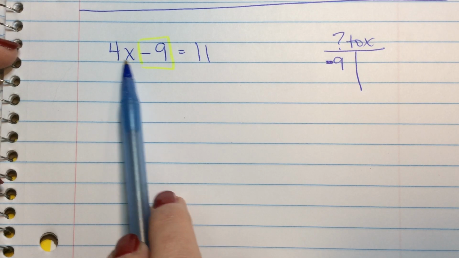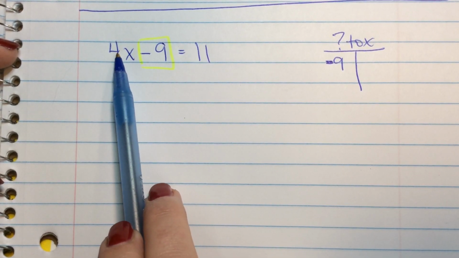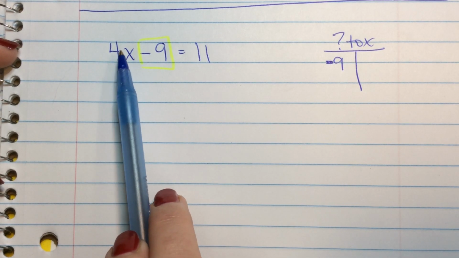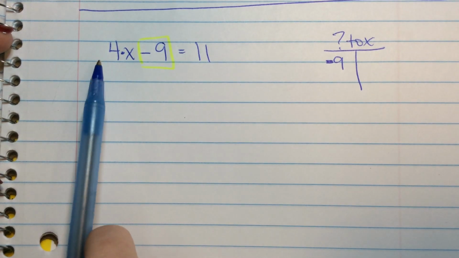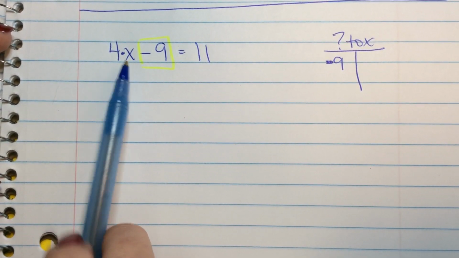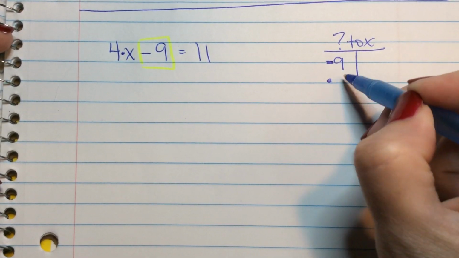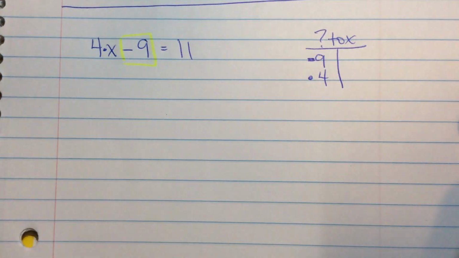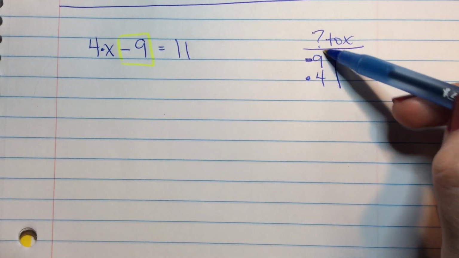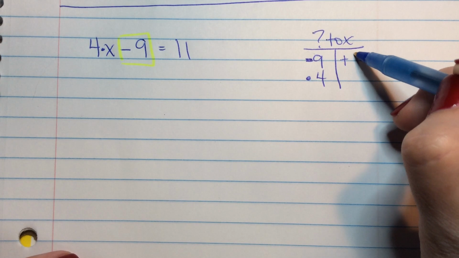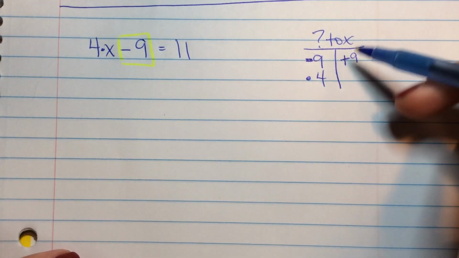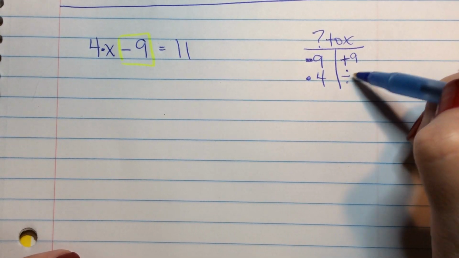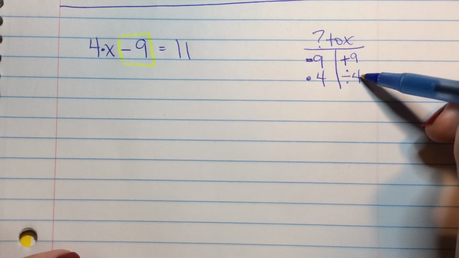And then the other thing that's happening is that it's being multiplied by 4. 4x is 4 times x. It's almost like there's a little dot in between there. So it's being multiplied by 4. So to get rid of the minus 9, we're going to add 9 to both sides. And to get rid of the multiply by 4, we're going to divide by 4 on both sides, because that will undo each other.